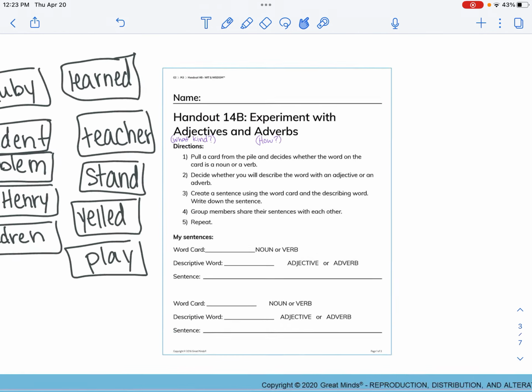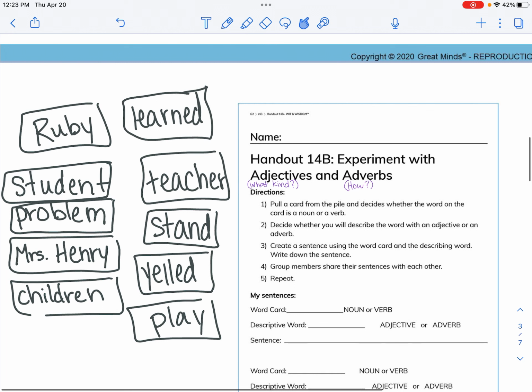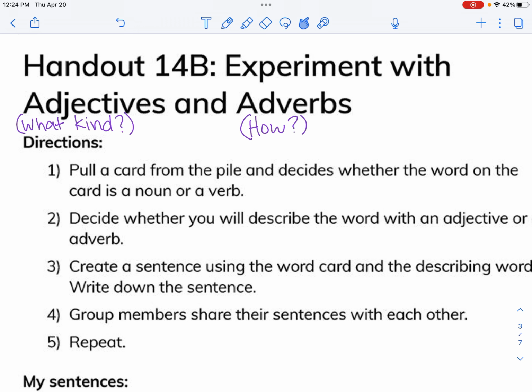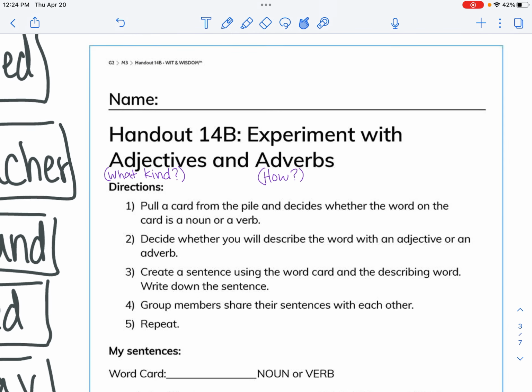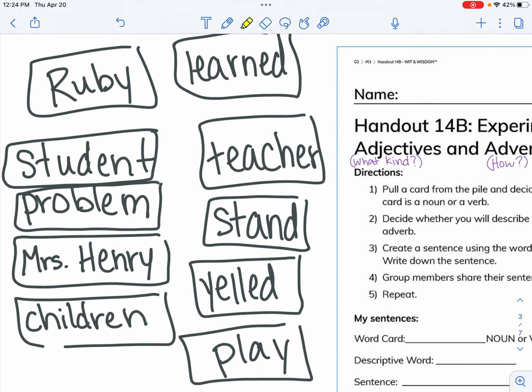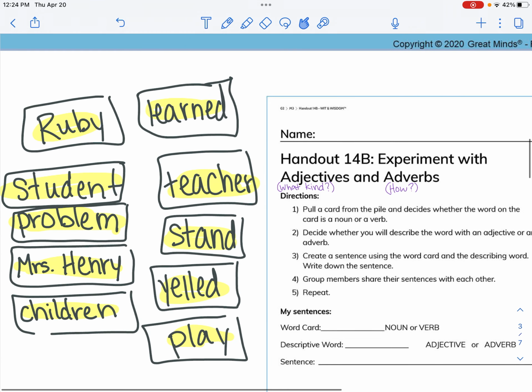You are now going to turn to handout 14B in your blue book. 14B says experiment with adjectives and adverbs. An adjective answers the question, what kind? And adverbs answer the question, how? Instead of pulling a card to decide what word we're going to use, I have the words listed to the side. So we're going to read through these words first. We have Ruby, student, problem, Mrs. Henry, children, learned, teacher, stand, yelled, and play. Some of these words are nouns, people, places, or things, and some of them are verbs, action words.